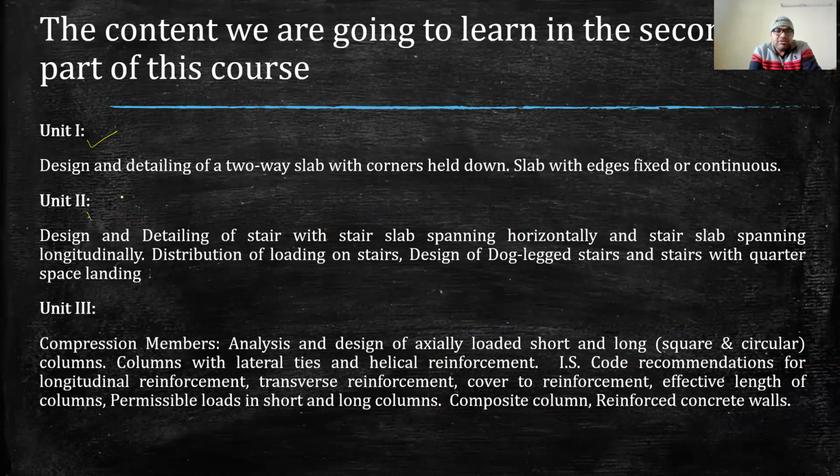In the second unit, we will be designing the staircases. We will see some of the terminology that is being used in the staircase design, and we will classify staircase based on the structural system, like spanning horizontally or spanning longitudinally. And we will also design the dog leg staircase. This is the common staircase which generally we find in the reinforced concrete multi-story building.